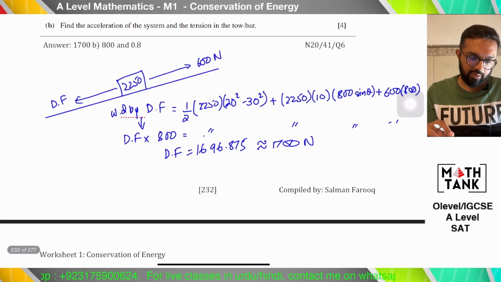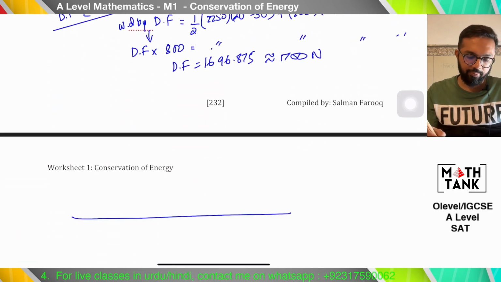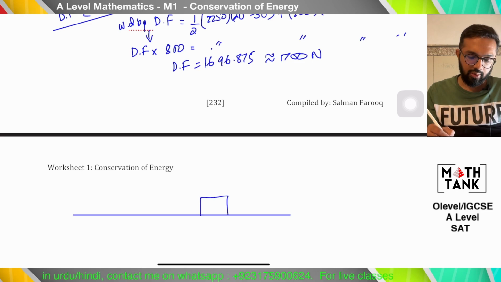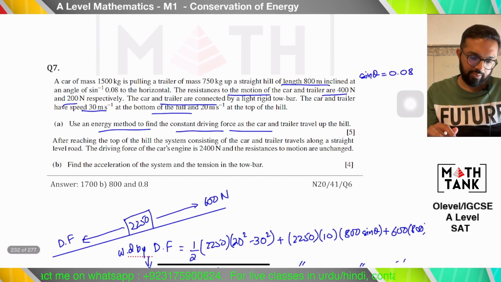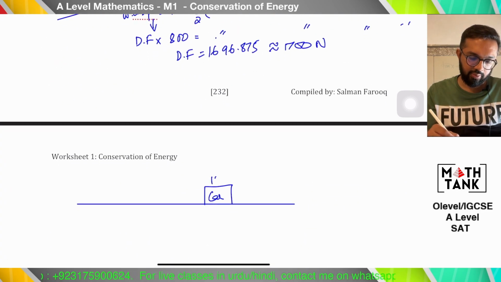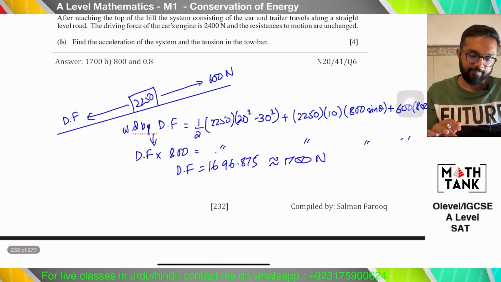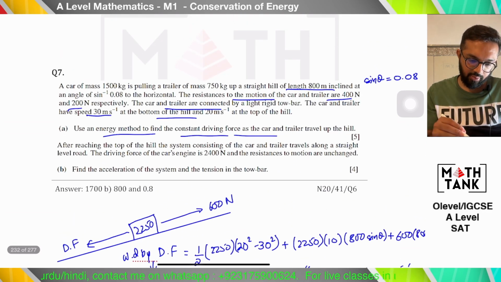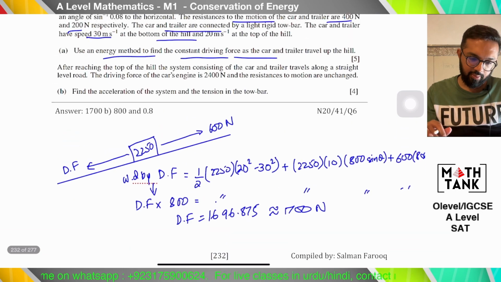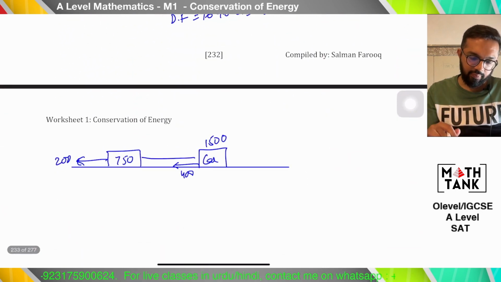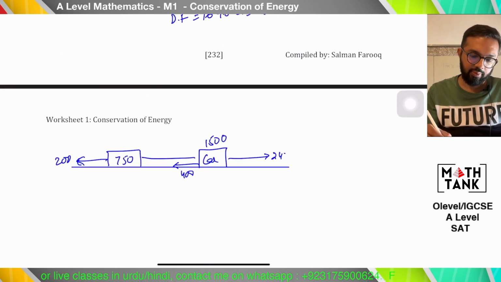Now I'm going to treat them as separate objects. Let's draw them. The car, which is 1500. There is a trailer, which is 750. The resistance to the car is 400 and to the trailer 200. And then I have a driving force of 2400. The tension acts both ways.